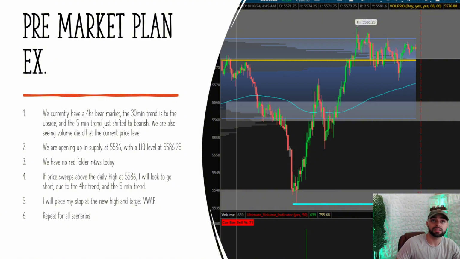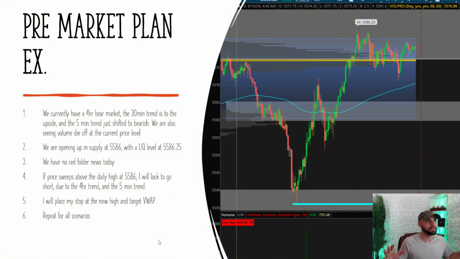So we're opening up in supply at 5586 with liquidity level at 5586.25. We have no red folder news today. If price sweeps above the daily high at 5586, I will look to go short into the 4-hour trend and the 5-minute trend. We're getting that fade, 4-hour to 30-minute fade, and we're looking for the liquidity sweep at this high.